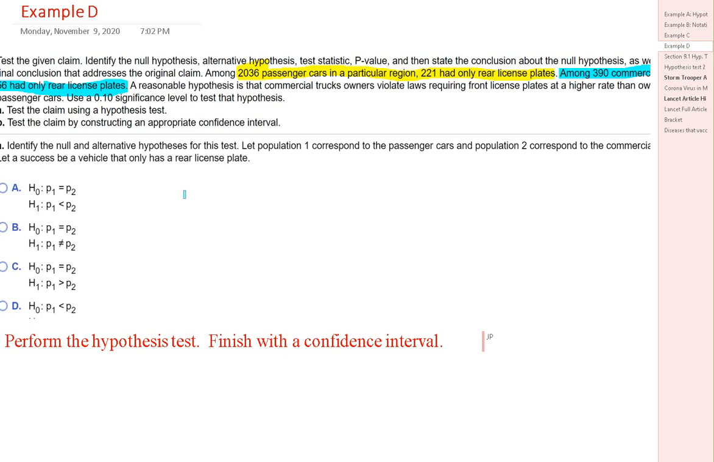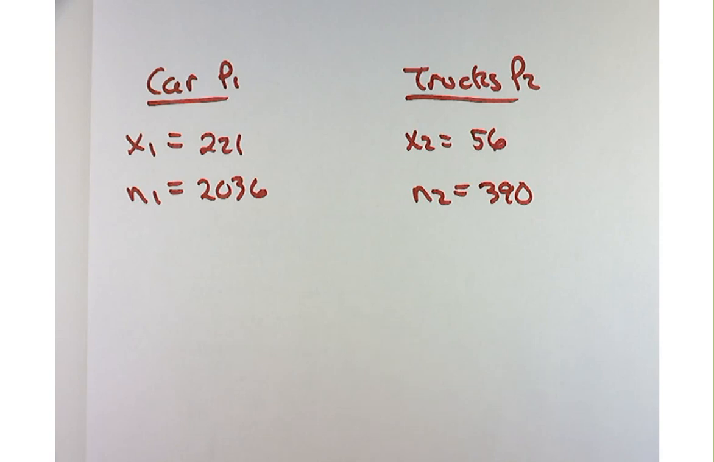So as far as X1 is concerned, that's from our passenger cars, 221 had only rear license plates out of 2,036. For trucks, those numbers were 56 for X2 and 390 for N2. If you want to take a quick glance at my sheet here, it looks like this so far.